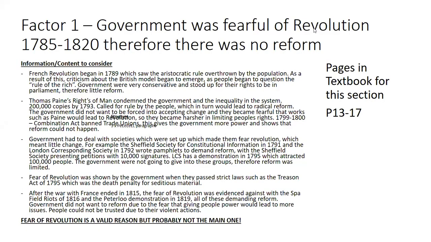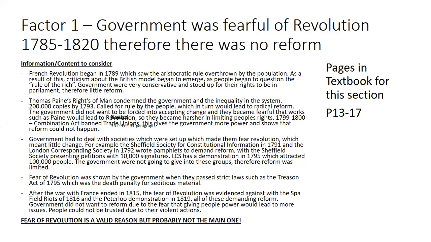So the first factor that needs considering in this question as to why there was not parliamentary reform is that the government was fearful of revolution. This is what the question asks. If you just talk about this side of the question, then you probably get level 2, maybe level 3. I would argue more level 2. It can't really be a one-sided argument.